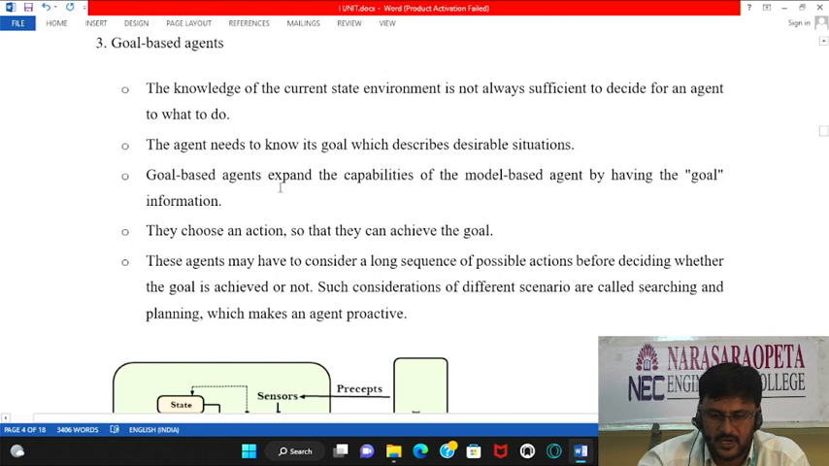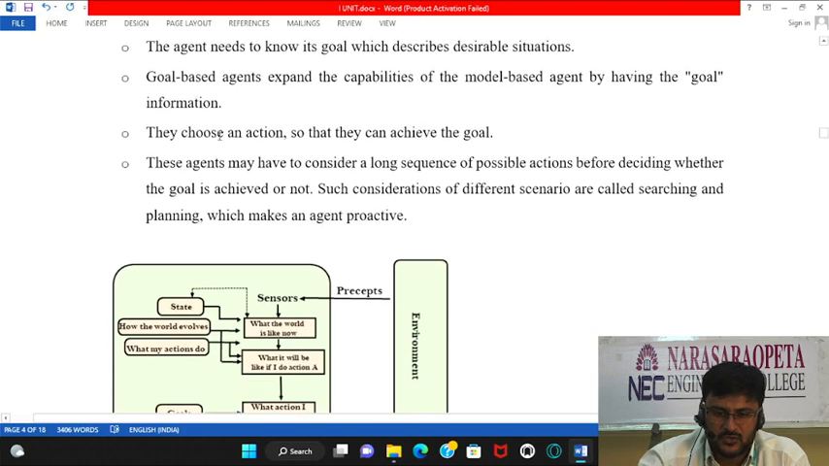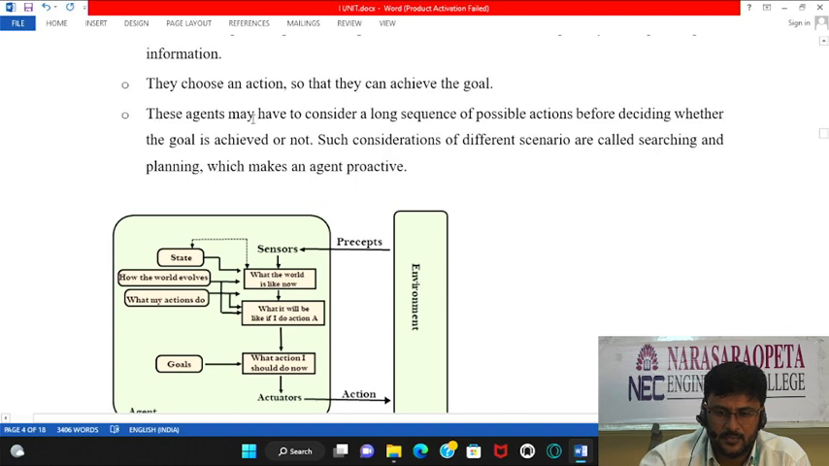A goal-based agent expands the capability of a model-based agent. The model-based agent may have goal information, and it chooses an action so that it can achieve the goal. This agent may have to consider the consequences of possible actions before deciding whether the goal is achieved or not. Such consideration of different scenarios is called searching and planning, which makes the agent proactive.